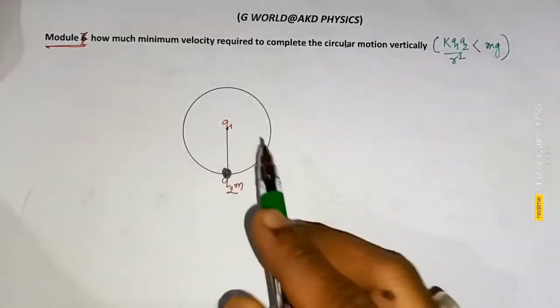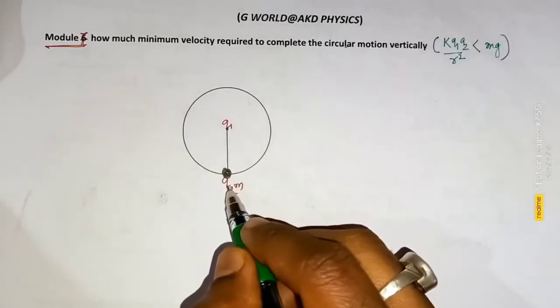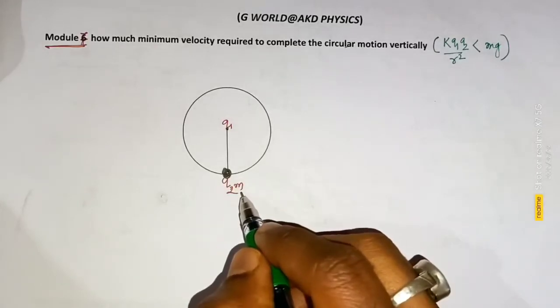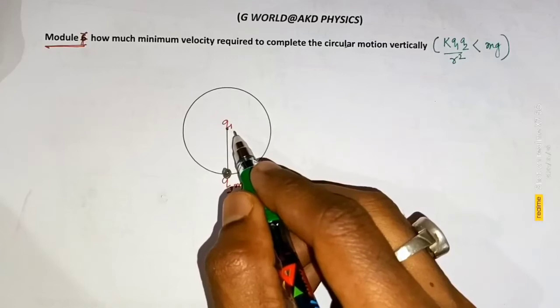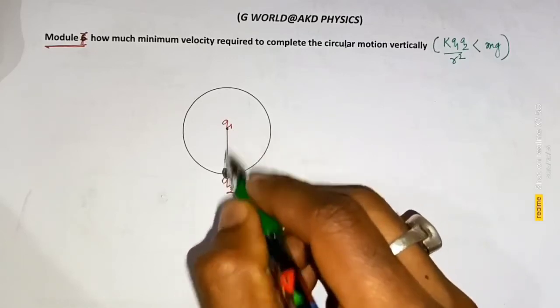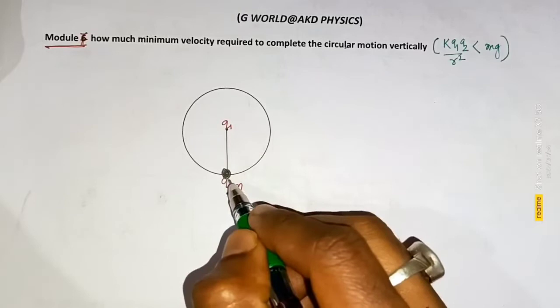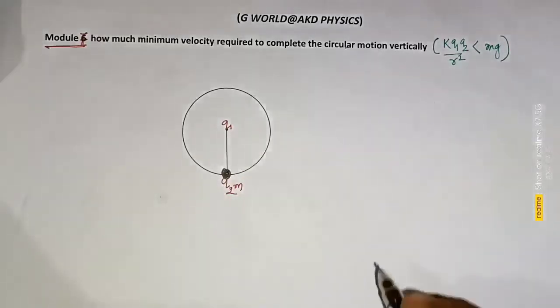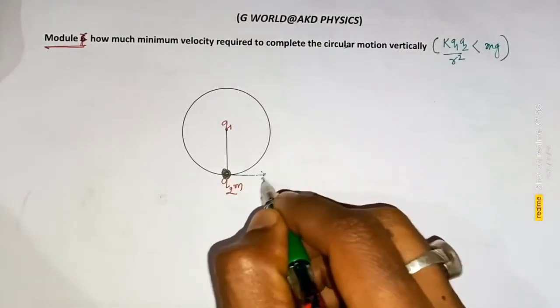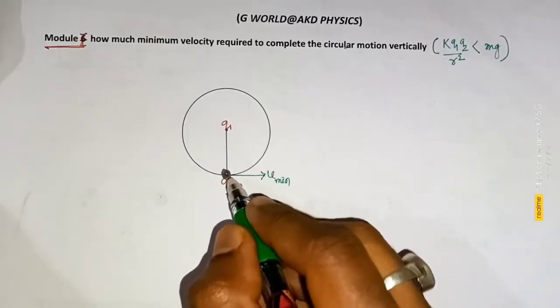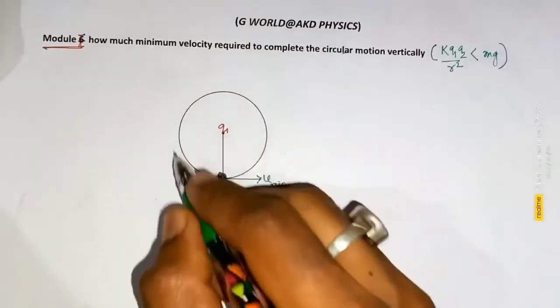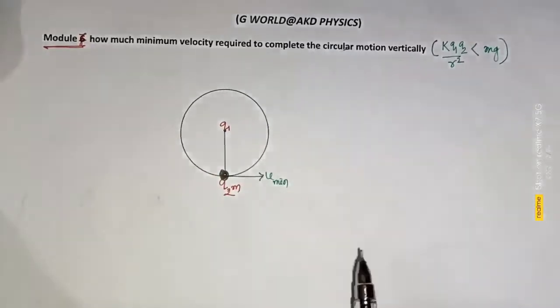Look at this scenario. A charged ball of charge Q2 having mass m is here. Exactly at the center of the circle, a charge Q1 has been placed. A string is between Q1 and Q2, and the charged ball is attached to this string. The question is asking how much minimum velocity, u minimum, I must provide to this charged ball so that it can make a complete circular motion vertically.